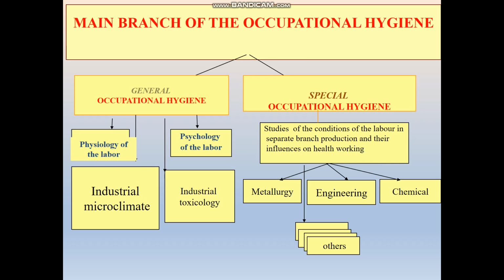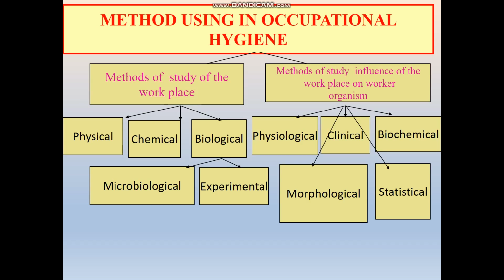Main branches of occupational hygiene: general occupational hygiene and special. General occupational hygiene: study of the physiology and psychology of labor. Special occupational hygiene: study of the condition of labor in separate branches of production and their influence on the health of workers.